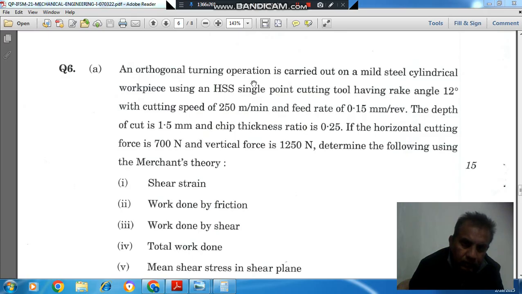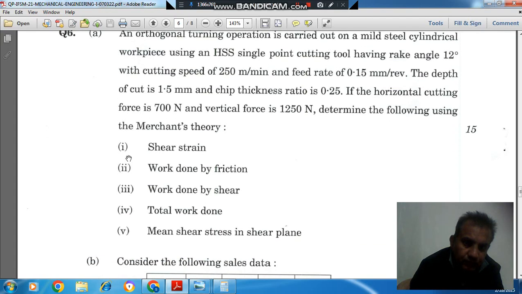An orthogonal turning operation is carried out on a mild steel cylindrical workpiece using an HSS single point cutting tool having rake angle 12 degree with cutting speed of 250 meter per minute and feed rate of 0.15 mm per revolution. The depth of cut is 1.5 mm and chip thickness ratio is 0.25. If the horizontal cutting force is 700 Newton and vertical force is 1250 Newton, determine the following using Merchant's rule.